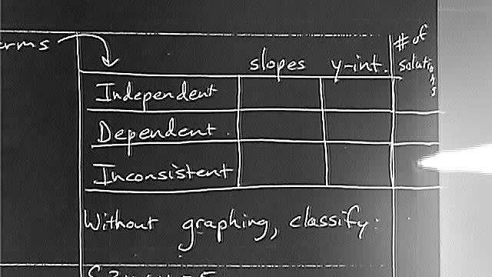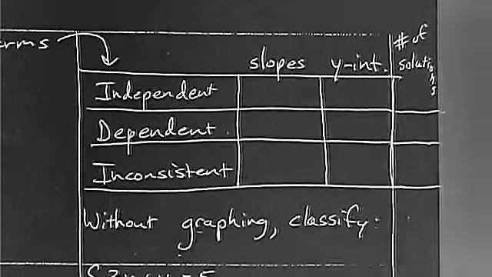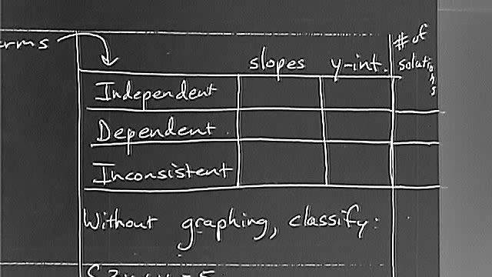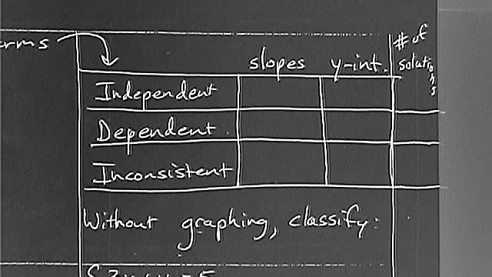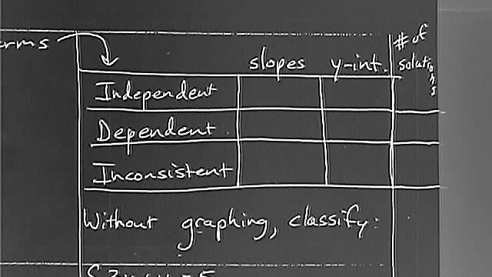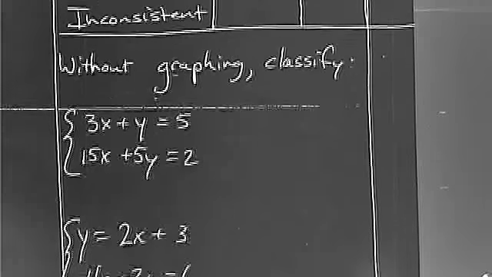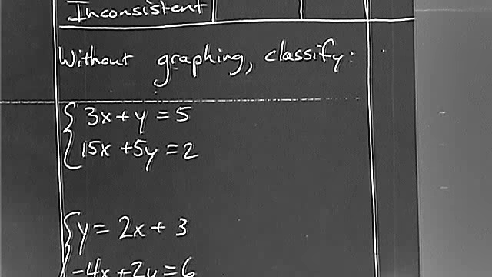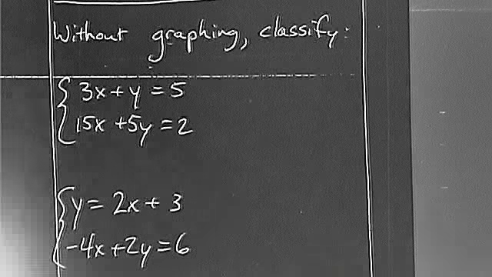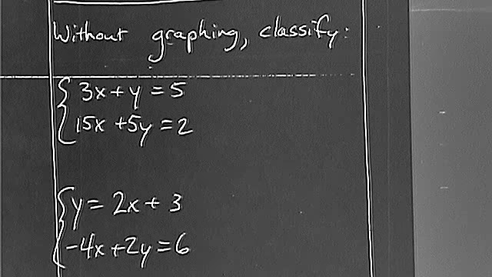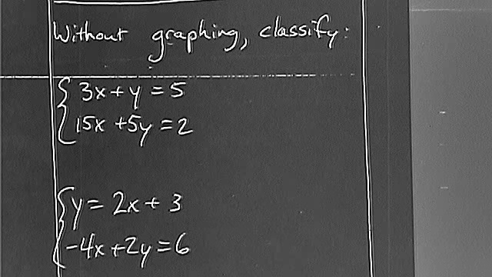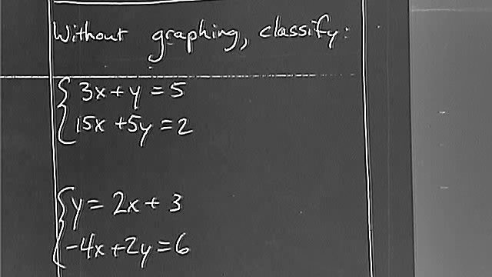The number of solutions, that'll be an actual value, unless of course there is none, or there is an infinite number. And then once you've filled in that chart, you've figured out whether they're independent, dependent, inconsistent, what that means in terms of the slopes and the y-intercepts, then I want you to use this chart to answer these three questions. It says, without graphing, classify these. And what I mean by that is you need to figure out whether they're independent, dependent, or inconsistent based on the information in that chart.